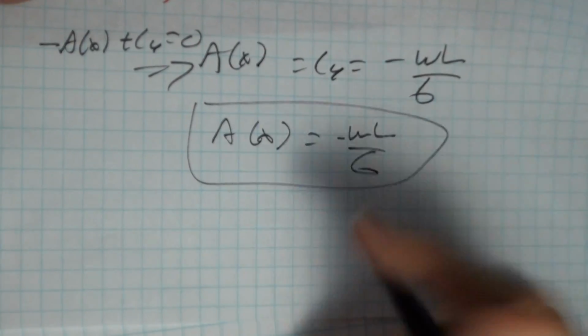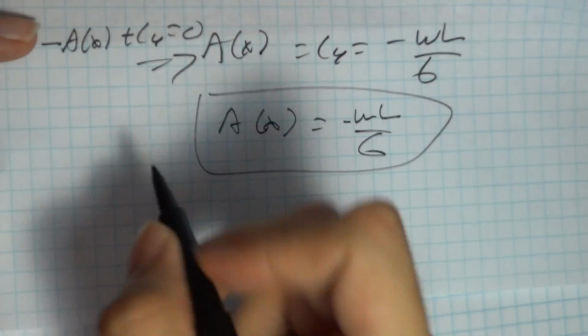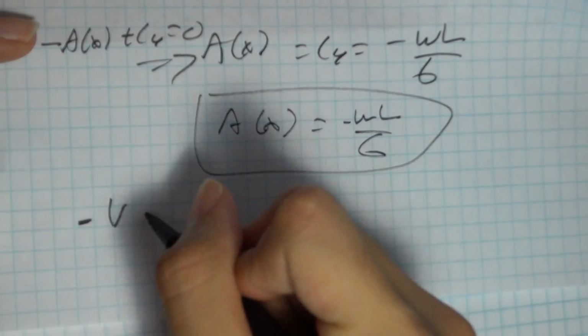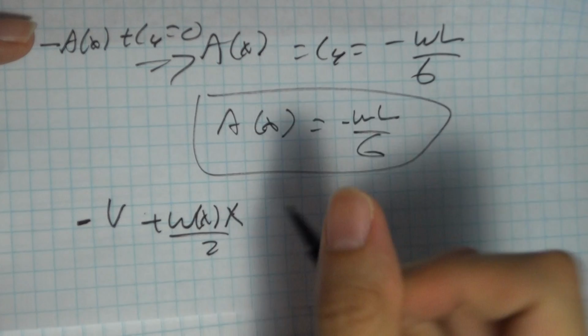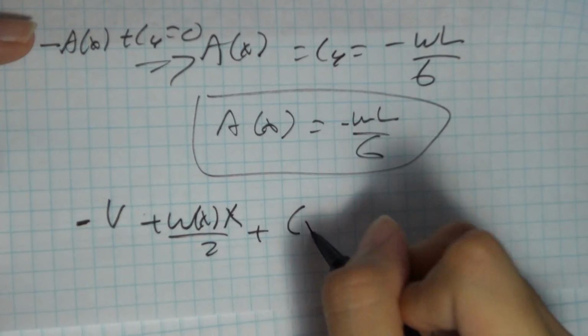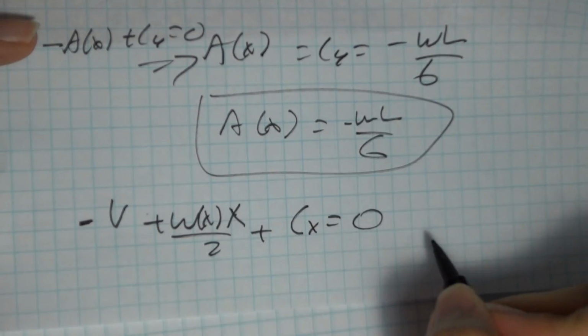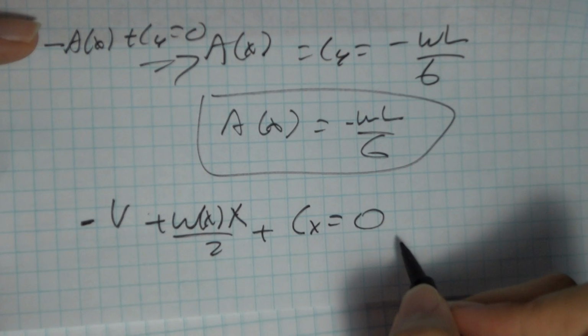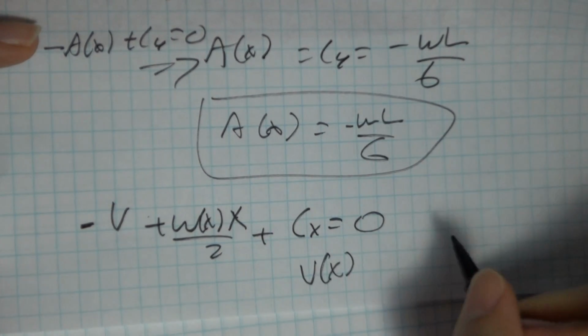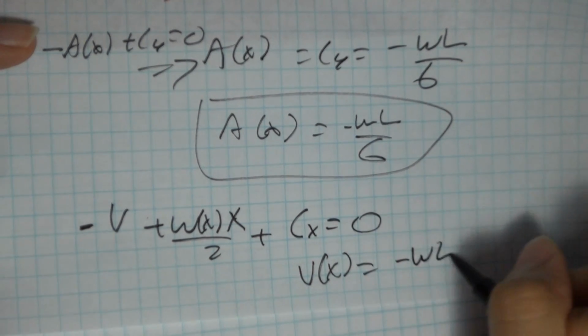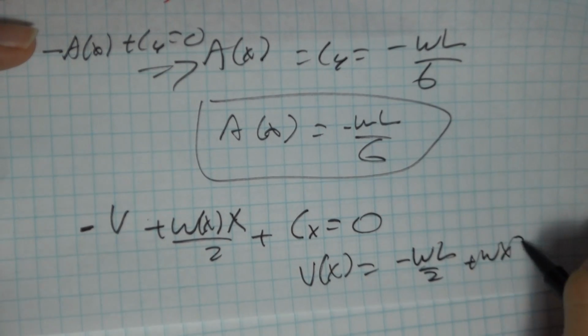I was struggling with that for such a long time, but so my shear, Wx times x divided by 2 plus C of x equals 0. This is my sum of forces in the x direction. Sorry, to get shear because we're working with a vertical member. My V of x is going to equal negative WL on 2 plus WX squared on 2L.